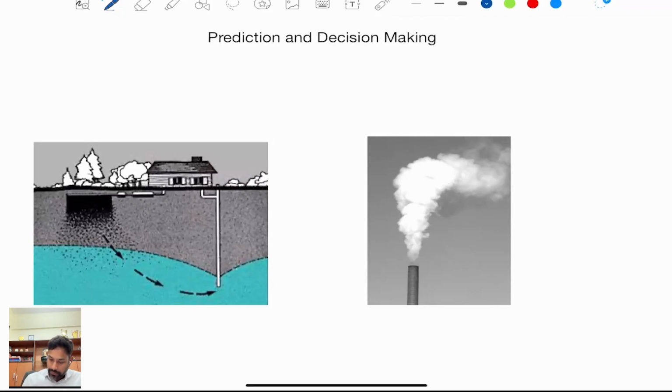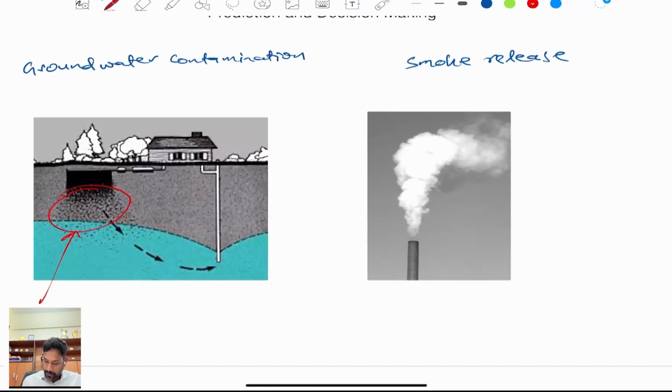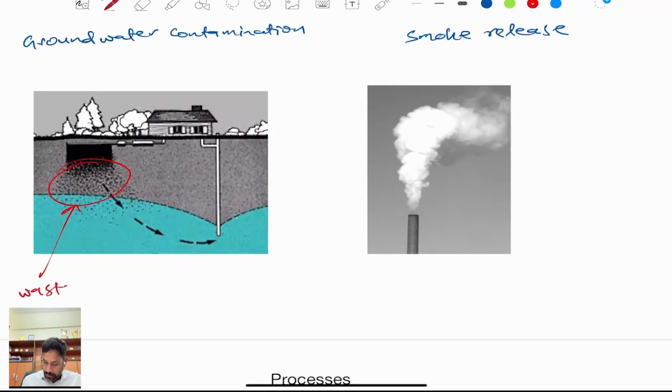So in the first one, we are talking about groundwater contamination, right? And here we are talking about smoke release, right? So in case one, we have this waste leakage, right? So it leaks into groundwater and mixes here. It comes down, mixes with groundwater, and it contaminates the groundwater, right?